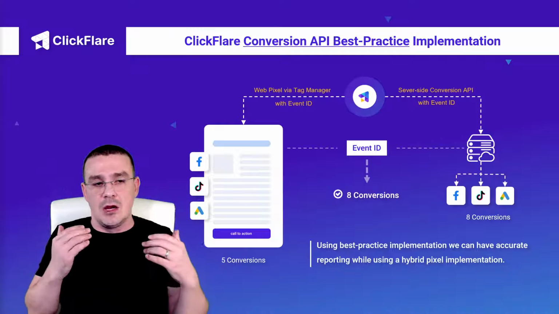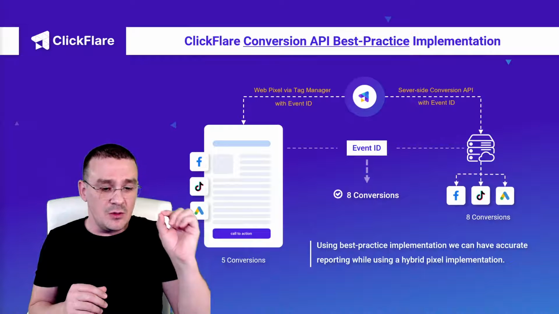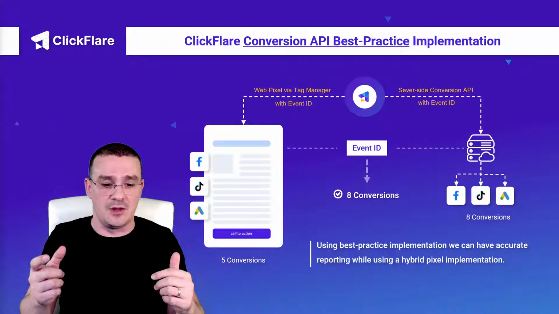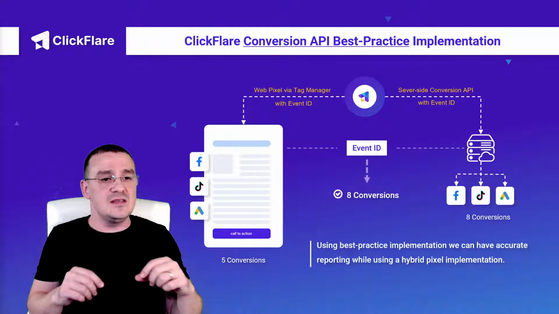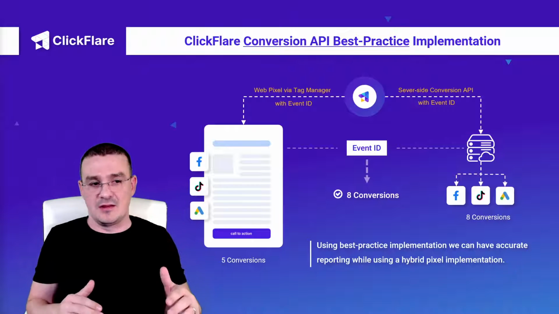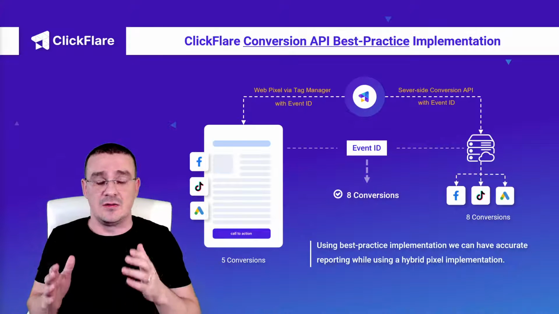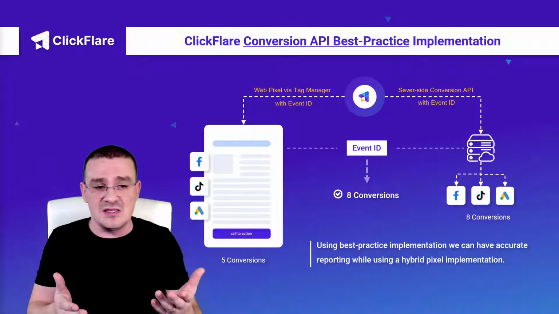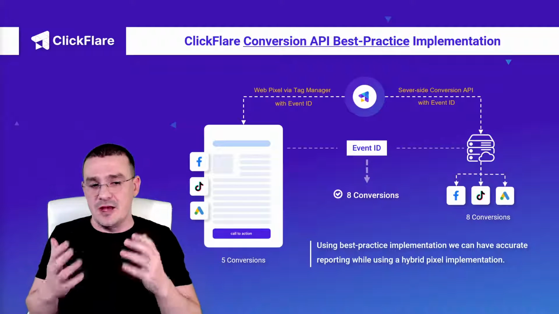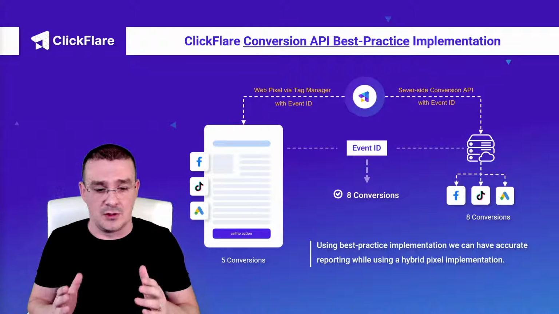But anyways, moving forward with the best practice implementation of the pixel, we need to have a unique event ID which is available on the pixel and on the conversion API or on the server. So by feeding this event ID dynamically on each event via the web side pixel and the server side conversion API, we're able to deduplicate these events, and by the end of the day we won't report 13 conversions or we won't report 10 conversions, we will report 8 conversions just as normal as they occurred.